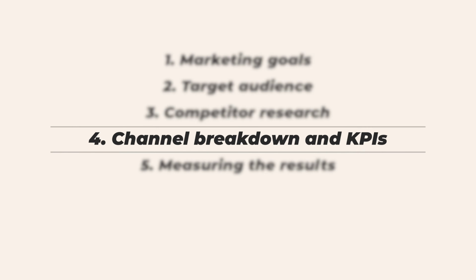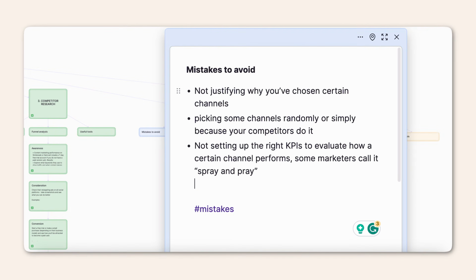Channel breakdown and KPIs. So let's roll up our sleeves and pick specific channels that help us reach the goals set at the very beginning. Some of the most typical mistakes in this step that I've seen during my experience: first of all, not justifying why you've chosen certain channels. Another mistake is picking some channels randomly or simply because your competitors do it. That's a very common one.